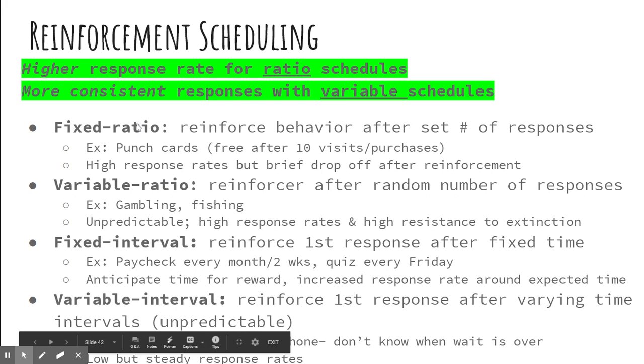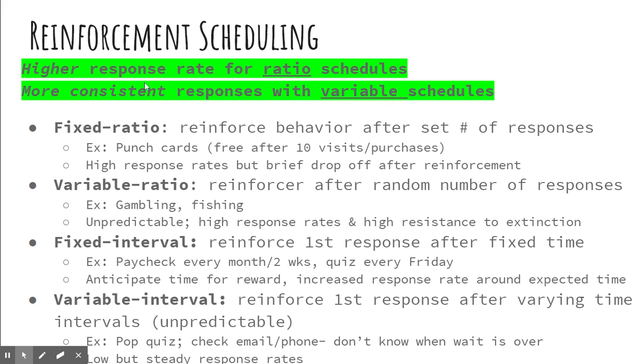So it's very potent, a higher response rate. Whereas more consistent responses come with variable schedules. Okay. So variable schedules give you pretty consistent responses, which is why variable ratio is so potent. You get consistent responses because people don't know when the reward is coming, right? And it's also potent because you get more responses.